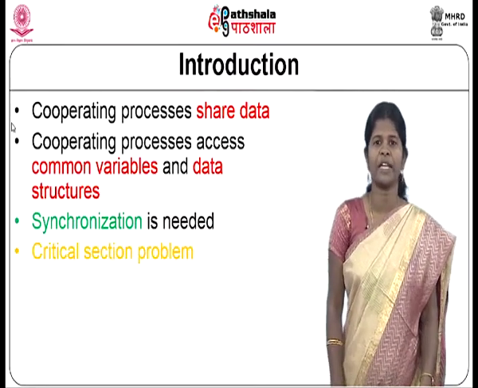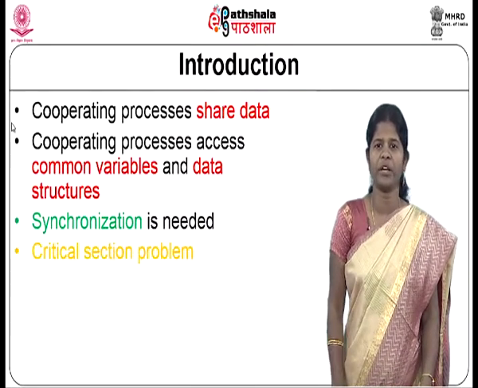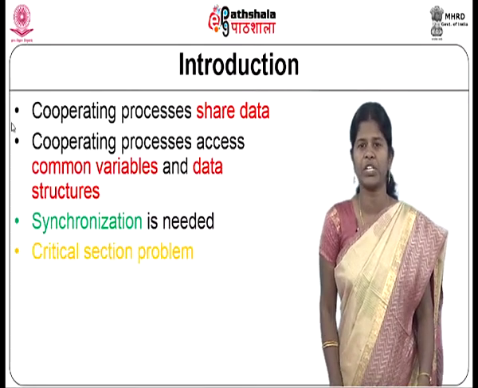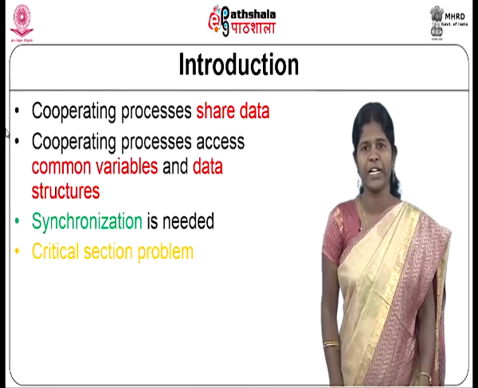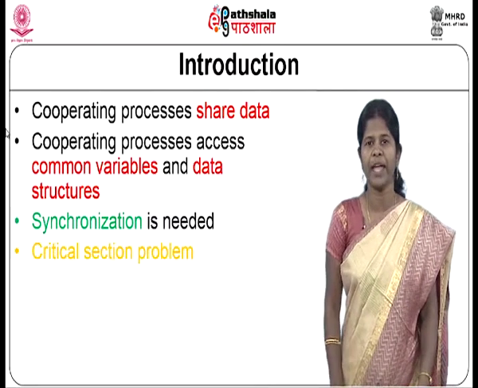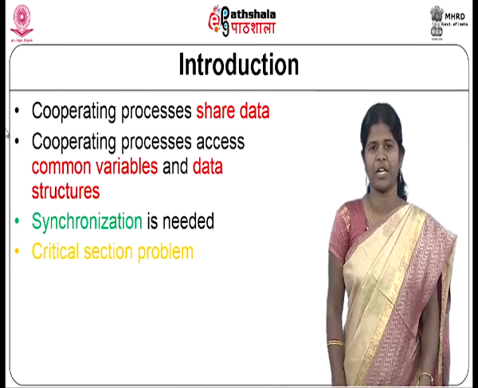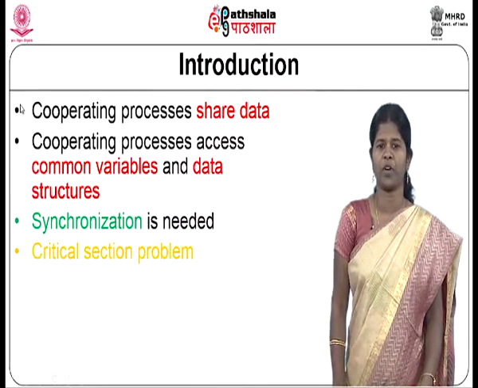We defined in the last class the critical section problem. What is this critical section problem? There will be some portion of code in each of the processes which is said to be a critical section of code for that process, and this critical section of code should be executed atomically. Only if it is executed atomically will it not result in synchronization problems.